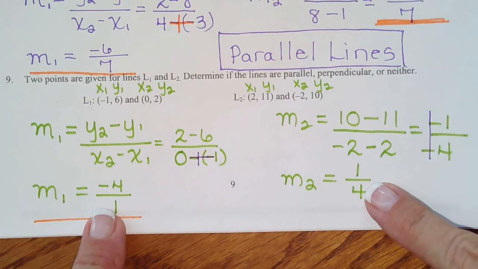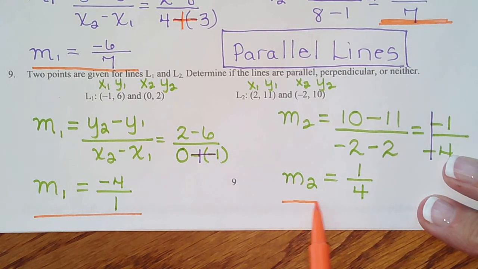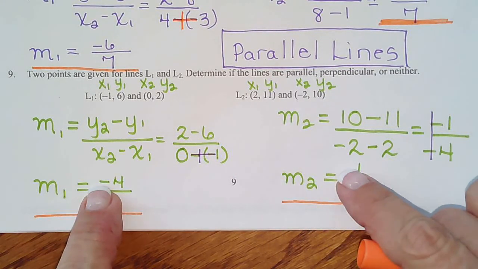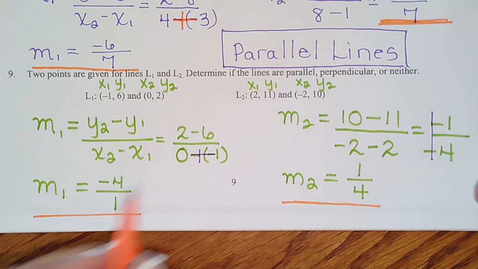So are they the same? Nope, not parallel. Are they opposites and reciprocals? Opposites, yes. 4 over 1, 1 over 4. Reciprocals, yes. So that means the two lines are perpendicular.